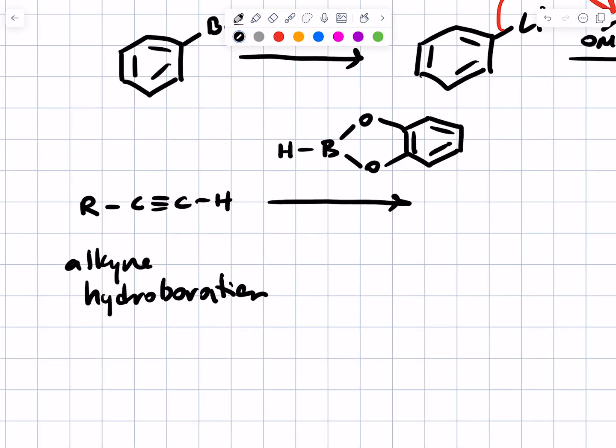If you remember from 351, hydroboration involves pi electrons from the alkyne attacking the boron. At the same time, the hydride, the BH bond, which is already polarized towards the hydrogen because hydrogen's more electronegative than boron, attacks the more substituted carbon.